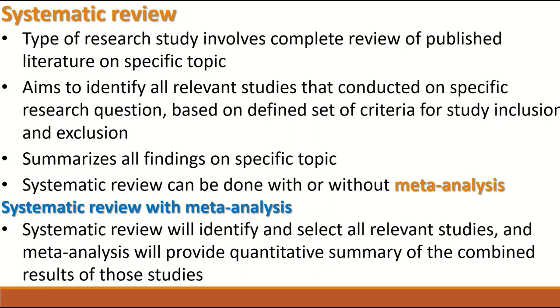So the systematic review will perform a literature search, look for all the publications on a specific topic, and summarize the findings. The meta-analysis with systematic review will add an additional layer in which a statistical analysis will be performed on the data or findings extracted from all those relevant published studies, and then produce an overall summary and significance of the findings from those multiple studies.